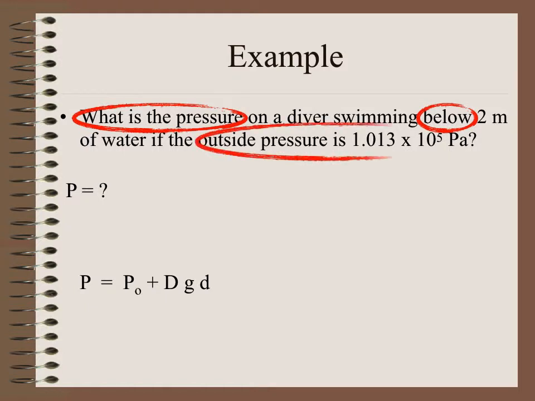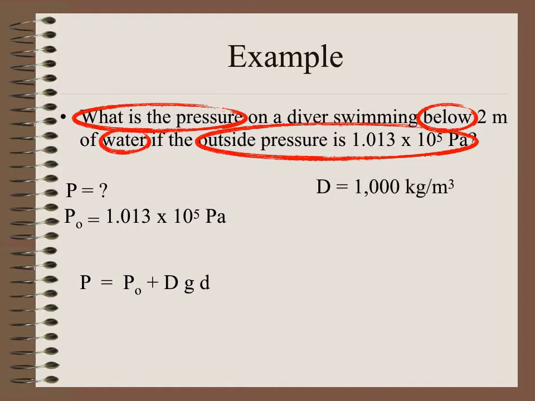So the first thing that we need is our outside pressure, which is 1.013 times 10 to the 5th pascals, and it is in pascals, which is what we need. The next important thing is we need density. Well, it doesn't tell us a density in the problem, but it does tell us that we have water. And as I said, problems are going to assume that if we have water, since water is the most common substance that we're going to be below, that you're going to know that the density of water is 1,000 kilograms per cubic meter. Next in the formula is gravity, which is 9.8 newtons per kilogram. And then our depth, 2 meters.